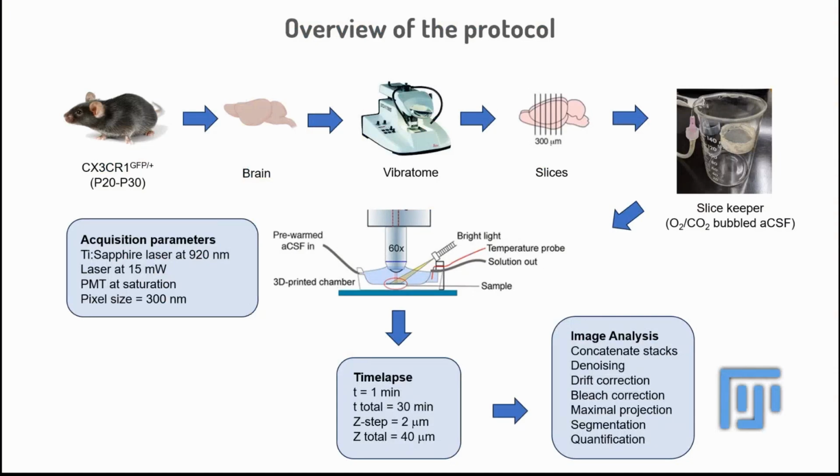So the overview of the protocol, as I told you, is the mouse. You will extract the brain, slice it in the vibratome, and you will get the slices. These slices have to be maintained. This is empty, but it should be full of ACSF. And we bubble it because you need to maintain them oxygenated. This is critical. Then you put them in the chamber, this is a drawing.